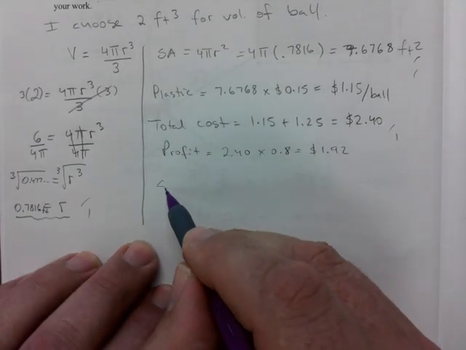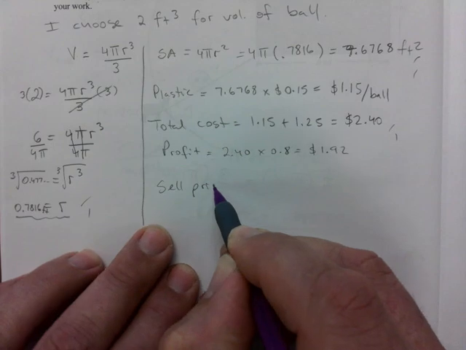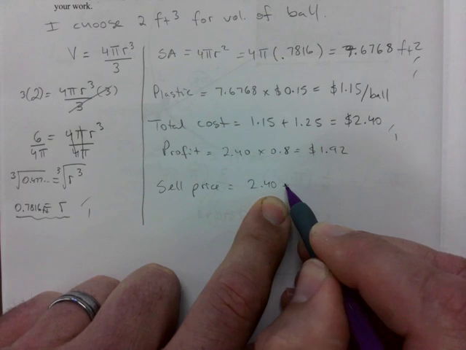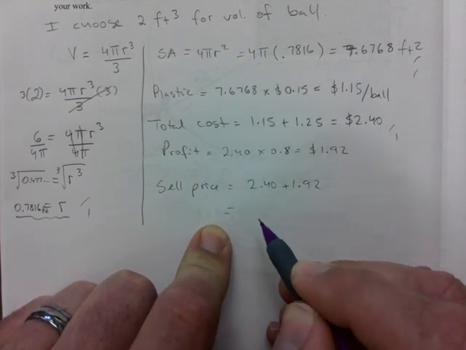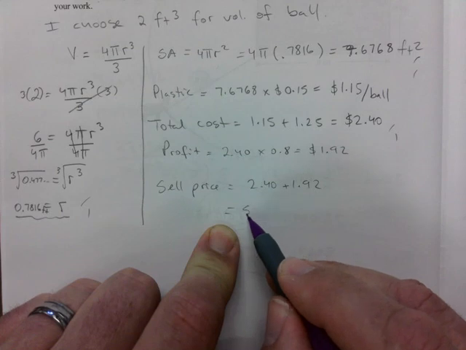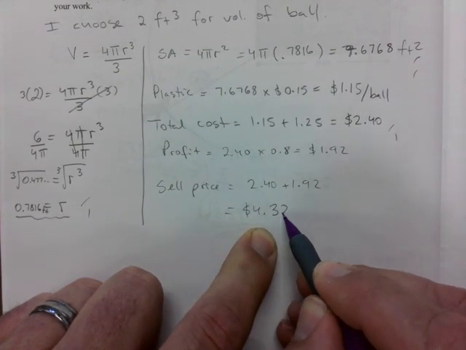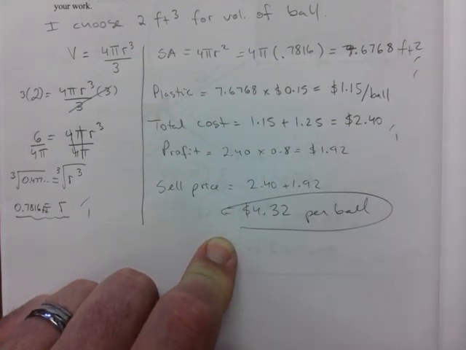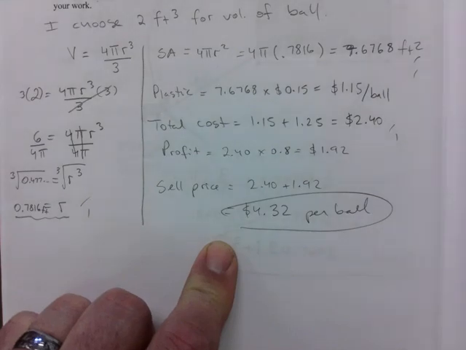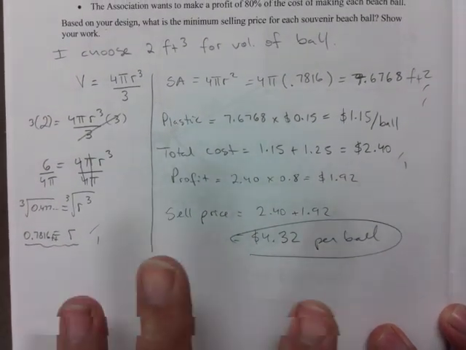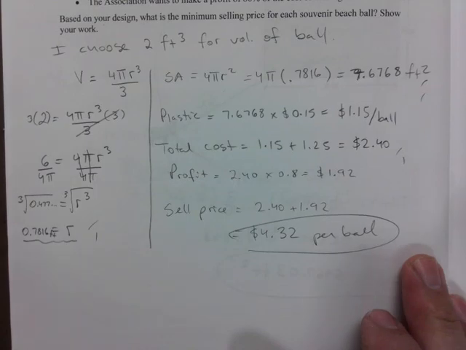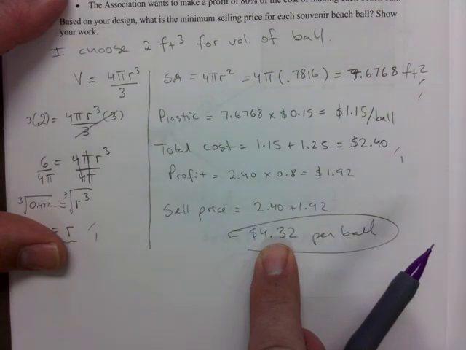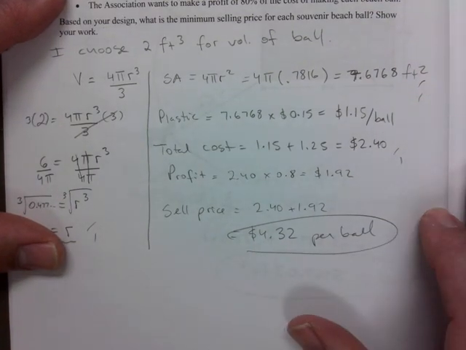So sell price would be 240, that's all the cost plus the profit you want to make. And so that would end up being $4.32 per ball. Yes, 4 marks. Haven't seen a long one like this in a while, but be prepared for it. Think it through. So this is the minimum you charge to make that happen, right? Keep going.